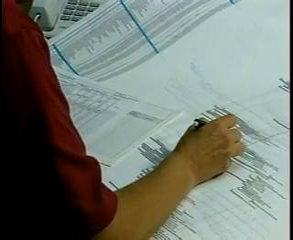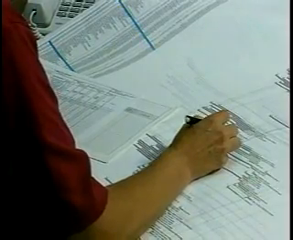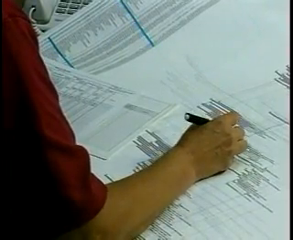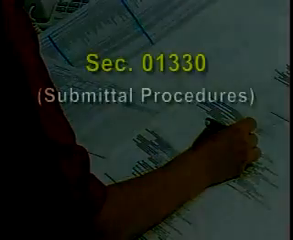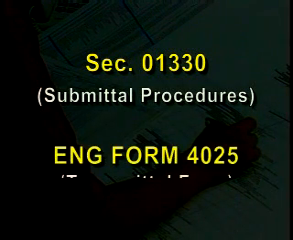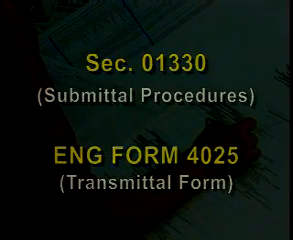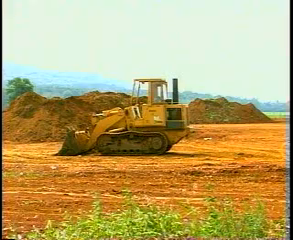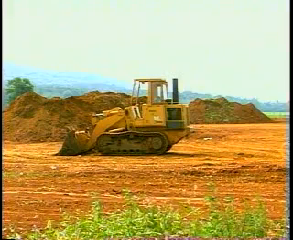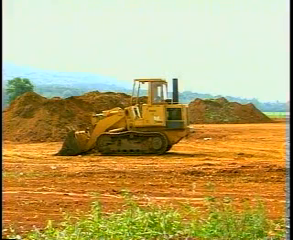All variations must be fully described, identified, and justified on the transmittal package. This is explained in Specification Section 01330 Submittal Procedures and in the instructions on Transmittal Form 4025. If a variation is not identified on Transmittal Form 4025, the government may rescind any inadvertent approval. The contractor assures that work must not be permitted to begin without properly approved submittals.